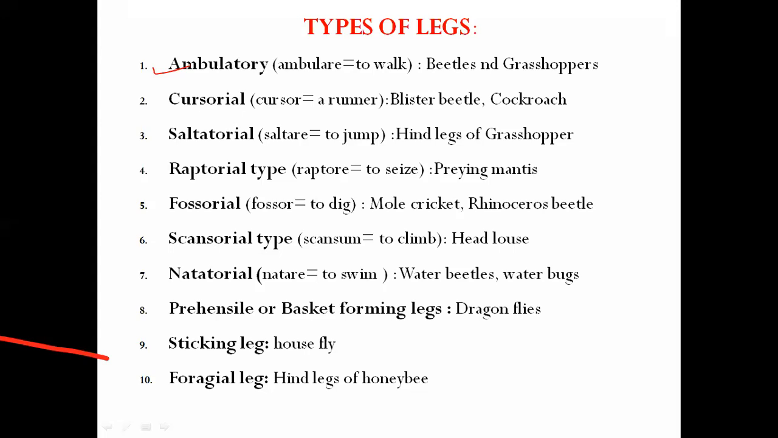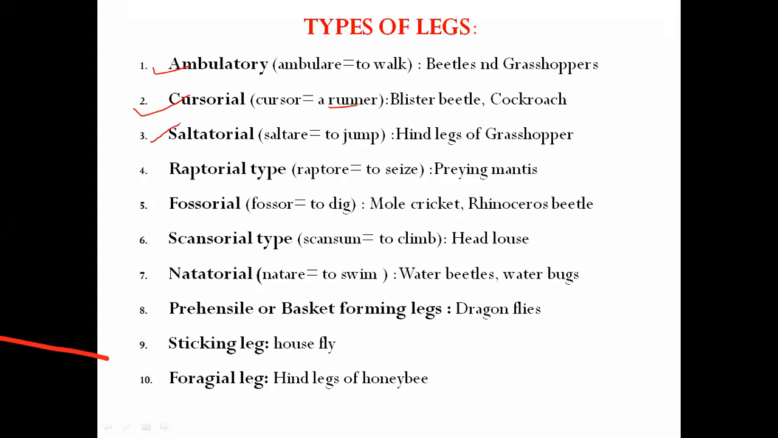Cursorial, which is called runner or running type of legs. Example, bristle beetle, even tiger beetle, even cockroaches, even ants have cursorial legs, that is the running type of leg, because the legs are very elongated, thin and tubular, which is helpful to take speed and to run easily through these legs. Okay, that is called cursorial.